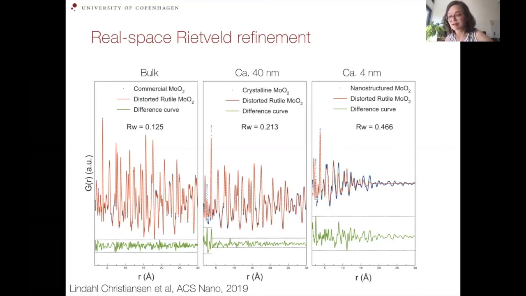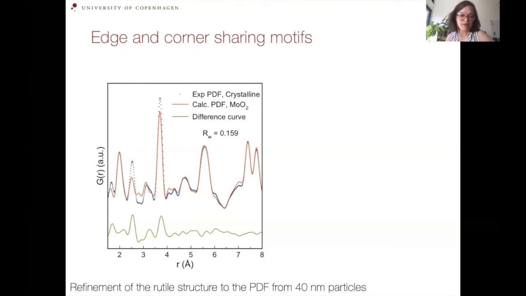So basically, this confirmed what we saw before, but because we're now in PDF space, in real space, we can go in and see what exactly goes wrong, in the synthesis or in the modeling. So these are the refinements of the PDF from the 40 nanometer particles. We have the experimental PDF and the calculated here in red. And if we compare this, we can identify what goes wrong in the model.